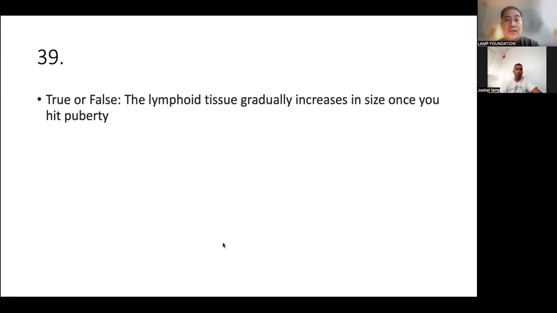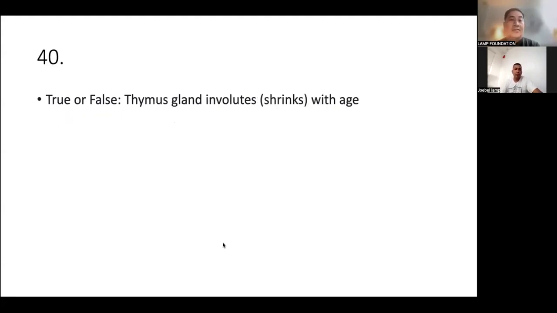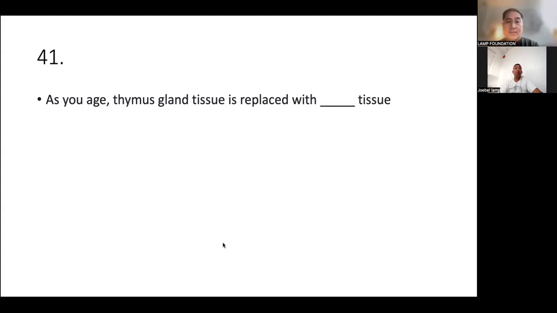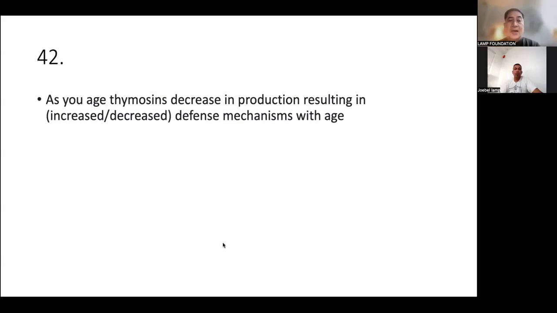True or false? The lymphoid tissue gradually increases in size once you hit puberty. False. Decreases. True or false? Thymus gland involutes or shrinks with age. True. As you age, thymus gland tissue is replaced with blank tissue. With connective tissues. As you age, thymosins decrease in production, resulting in increased or decreased defense mechanisms with age.